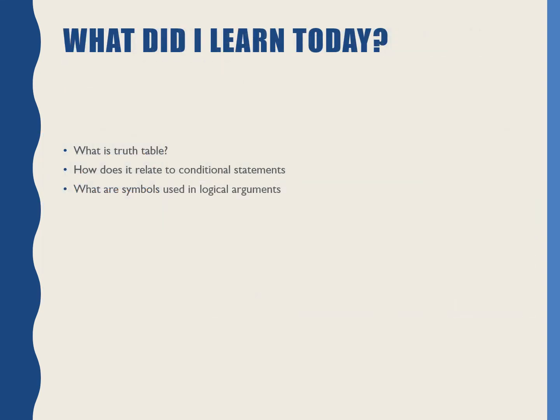So today you learned what a truth table was and how it related to our conditional statements, how to fill one out, and again, what symbols are used in logic, and we added and and or. Remembering that or, only one part of a statement has to be true for the whole thing to be true, and an and, both parts have to be true in order for the statement to be true.